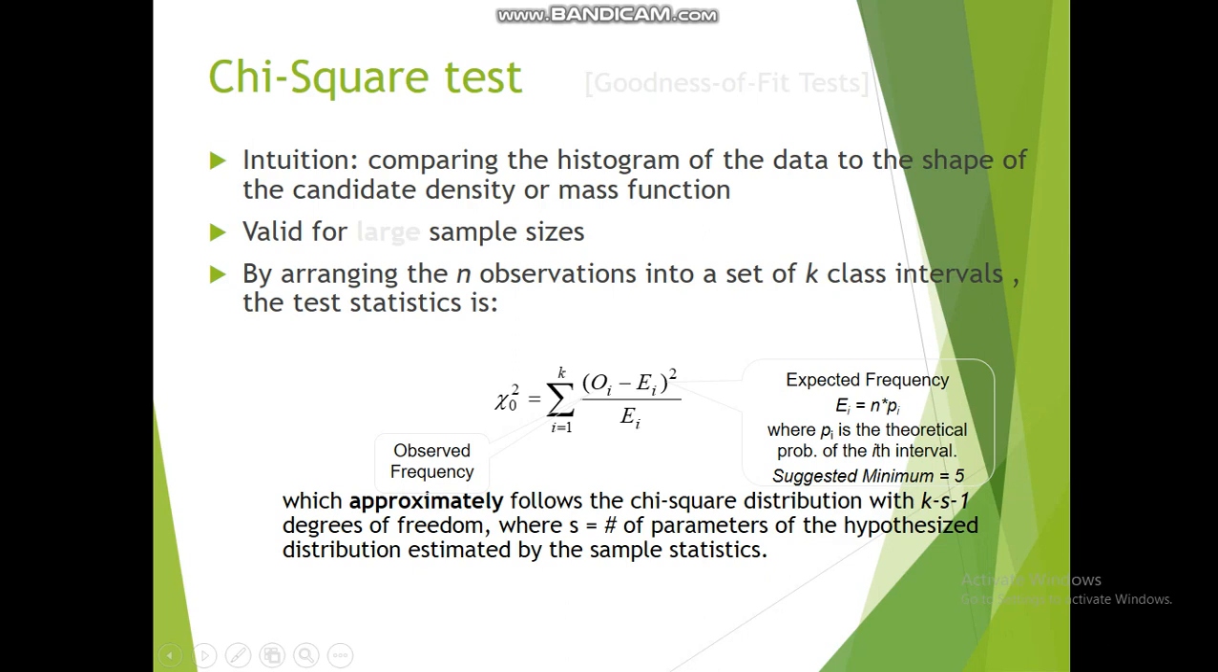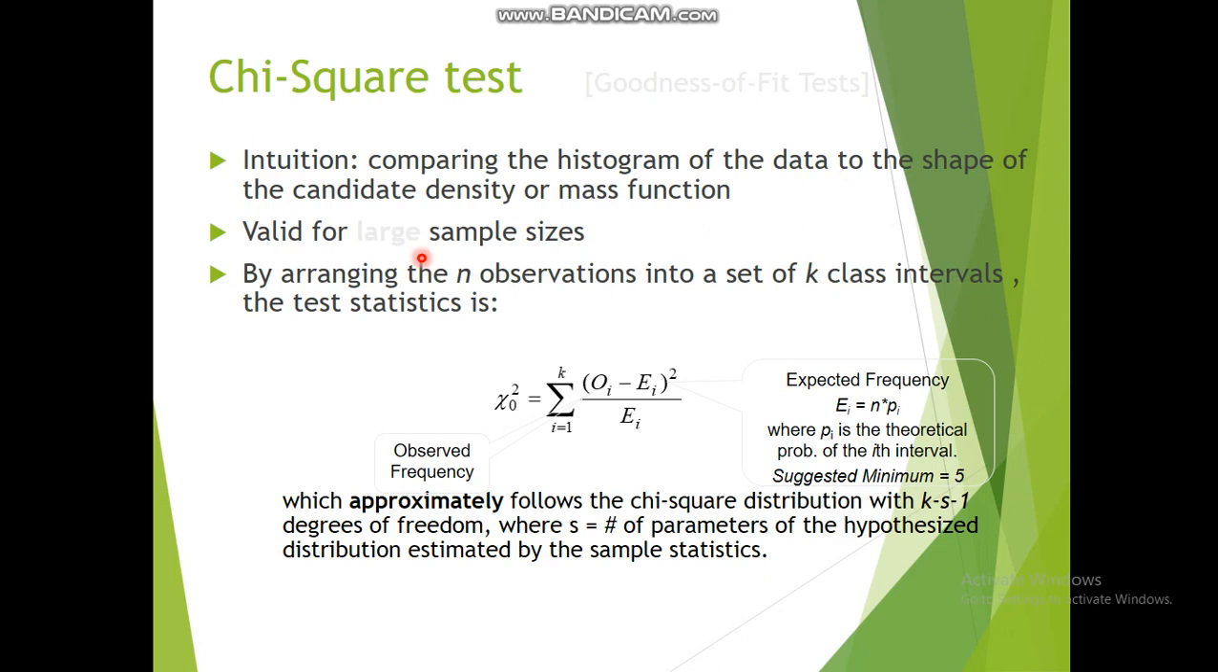First one we have the chi-square test. The intuition: comparing the histogram of the data to the shape of the candidate density or mass function. This particular chi-square test is used for large sample sizes.